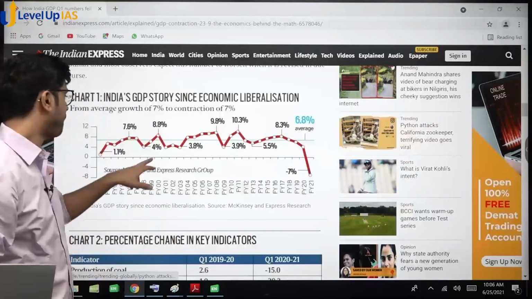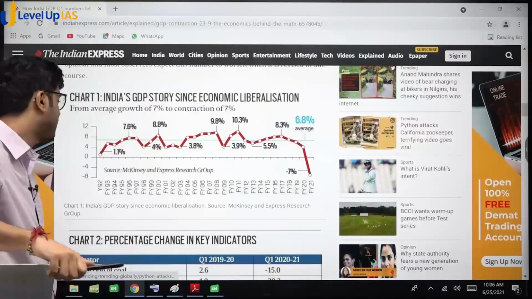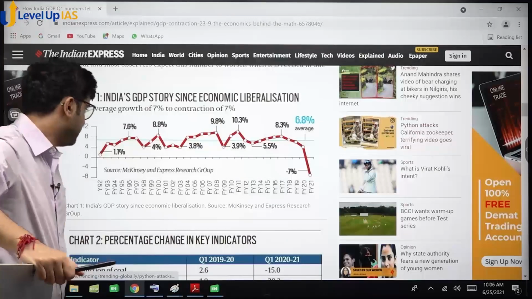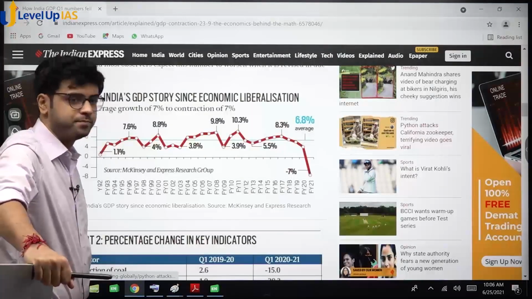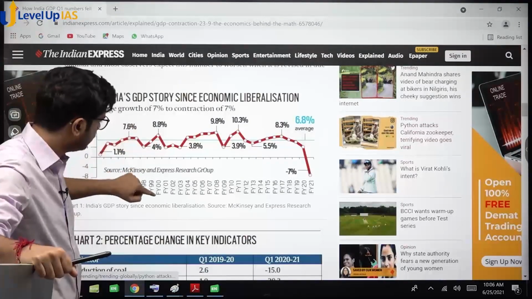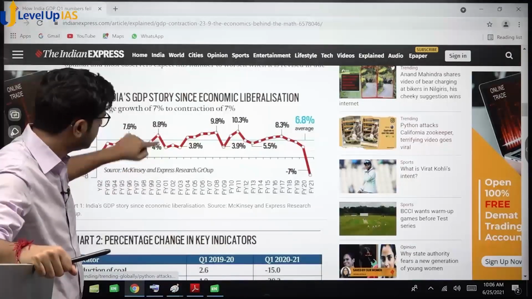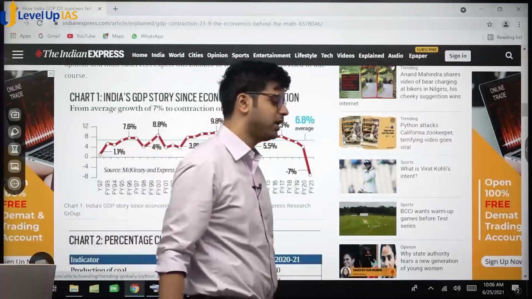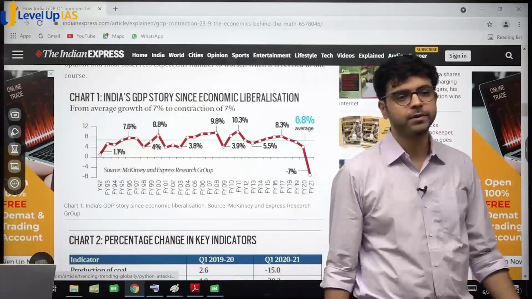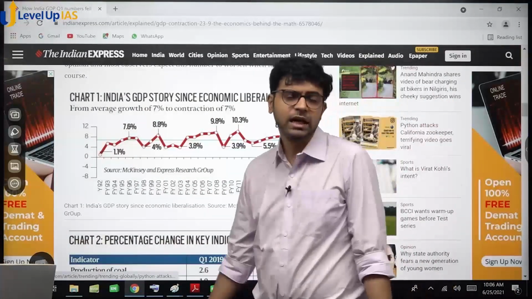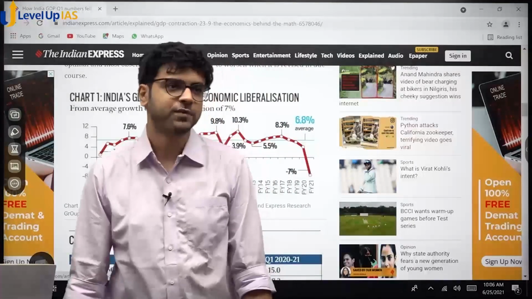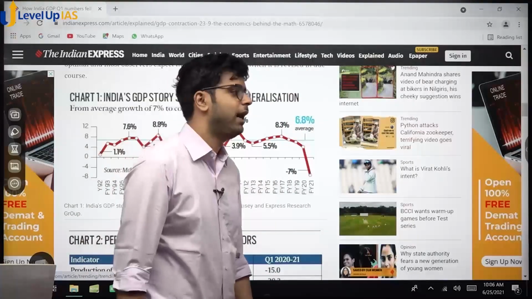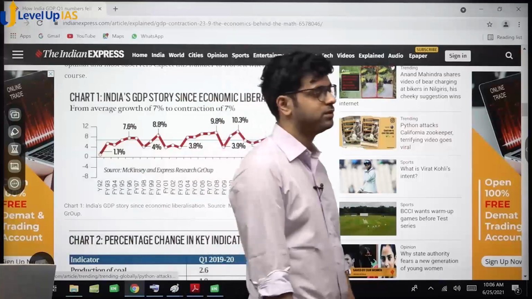So why this 8%? Can anyone take a guess? Look at the year 2000. In 2000-2001 we grew at 8.89%. I always tell you that whenever you see a year, think about what happened during that time in the world, in the country, in the Indian economy. What might have happened in 2000? I hope some of you were born at least in 2000.